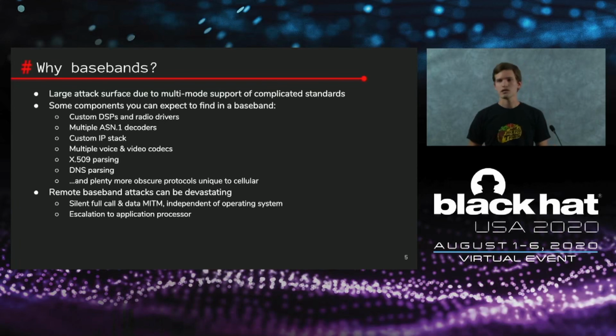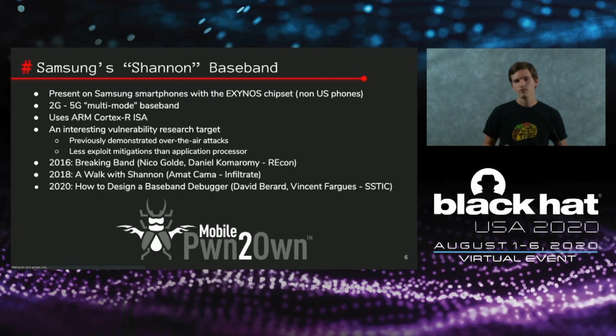And another reason is that baseband attacks can be devastating. So imagine being able to compromise a baseband. At this point, if you're running code on a baseband, you can intercept calls, SMS, and all the data, independent of the operating system. And even if you're feeling really bold, you can try and escalate to the application processor itself, further compromising the phone. So it's an important attack vector to consider.